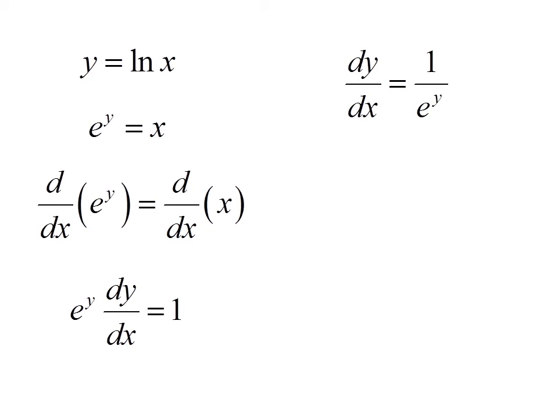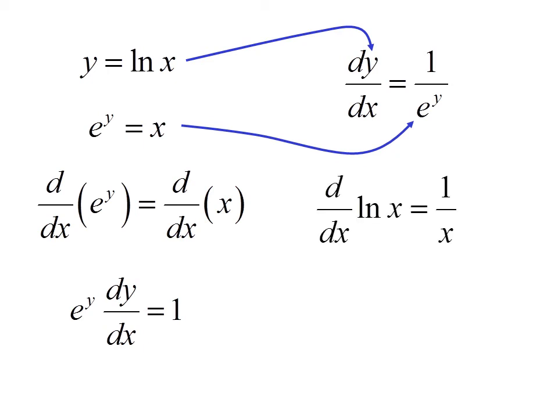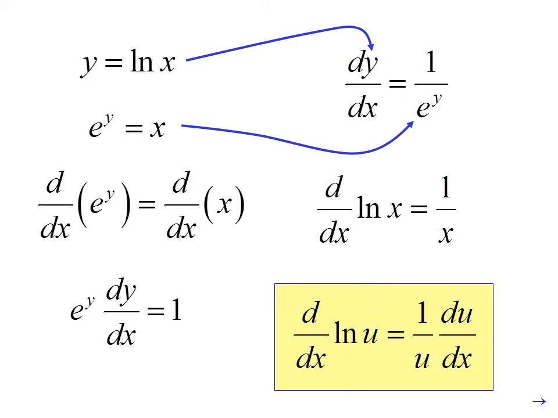But remember that y is ln x and e to the y is x. So now we have d dx ln x equals 1 over x. Once again, incorporating the chain rule, we get d dx ln u equals 1 over u du dx.